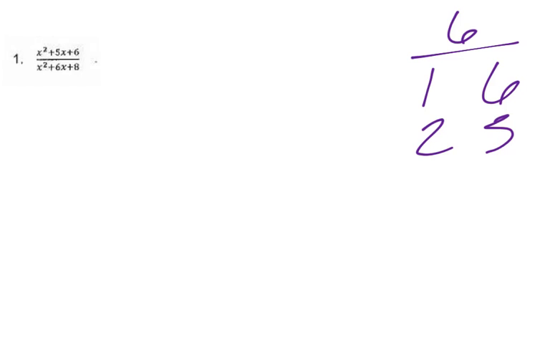Okay, this is for Algebra 2, and this is a review for rationals. Number 1, you're simplifying, so you're going to have to look at the top and find the factors of 6, 1 and 6, 2 and 3. Use your sign rules that are on the wall. They're going to be the same, and they're both going to be positive. And then you need to equal 5. So I use 2 and 3.